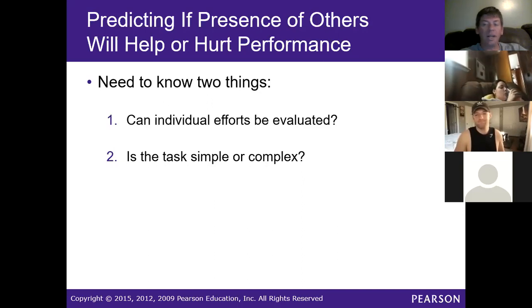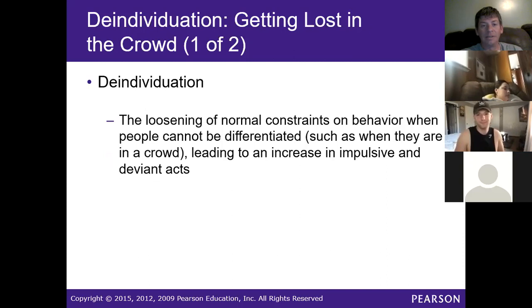Once you determine if facilitation or loafing is going to happen, now you can predict the performance based on, well, is it easy or is it hard? Is it something that's simple or something that's complex? If it's complex and there's social facilitation, they're going to do worse. If it's simple and there's social facilitation, they're going to do better. If it's social loafing and it's a simple task, they're going to do worse. If it's social loafing and it's a complex task, they're going to do better. Okay. Moving on.